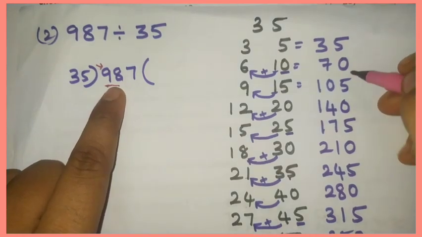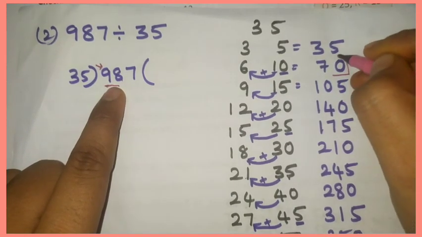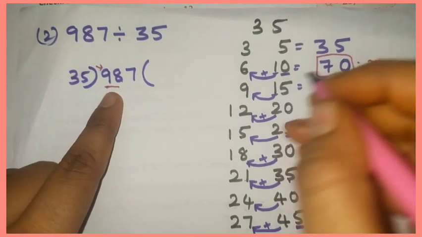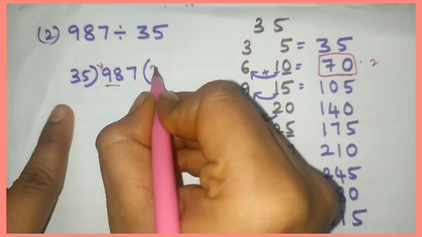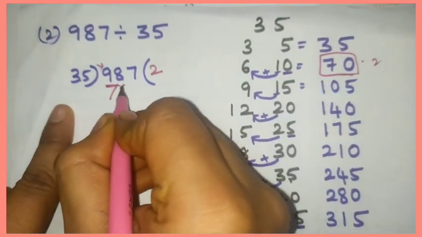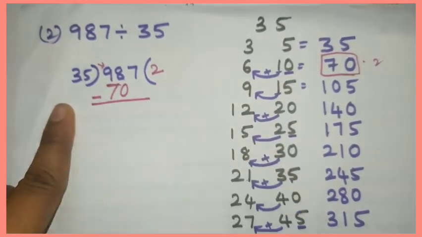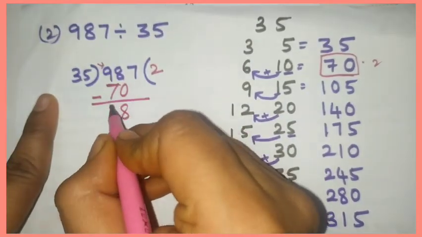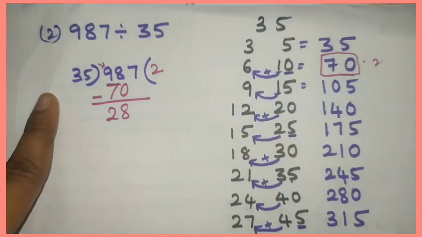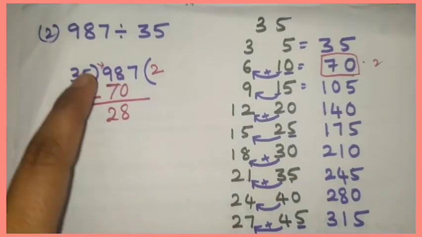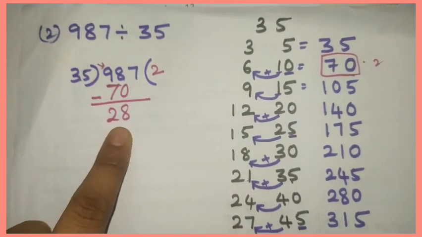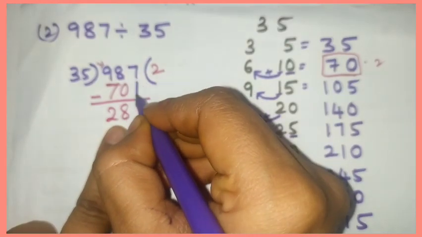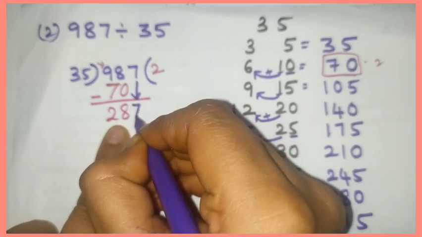In the 35 table, will we get 98? No. Before 98, which number will we get? Yes, 70. 35 twos are 70. So we'll write 35 twos are 70. Now we'll do subtraction. 8 minus 0 is 8. 9 minus 7 is 2. We got 28 here. Now we'll take this 7 down.